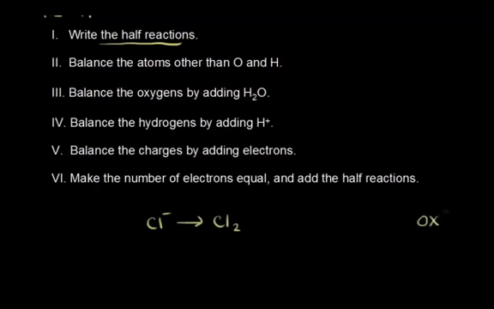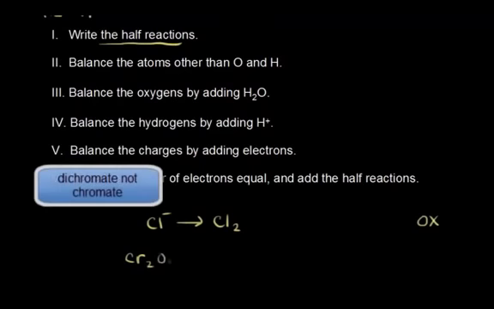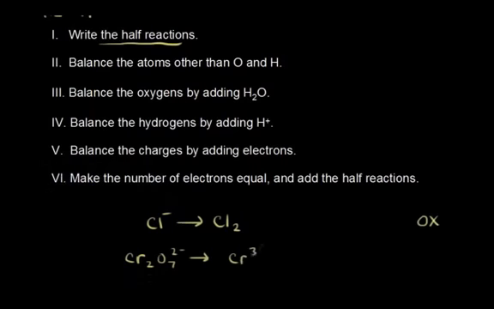So that's our oxidation. Our reduction half reaction involved chromium, right? So we had the dichromate anion here, so Cr2O7 2-, going to chromium 3+ like that. So this is our reduction half reaction. So that's step 1. Write the different half reactions.